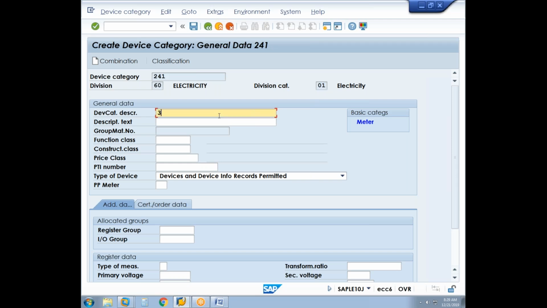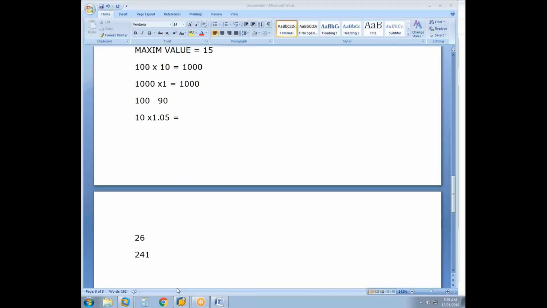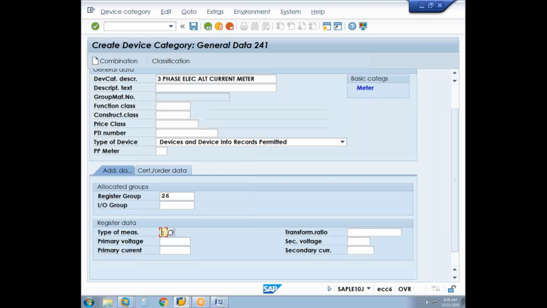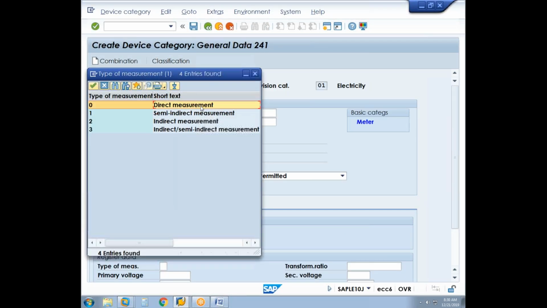Now we can give the description again, three-phase alternate current electricity meter. And then, what is the register group? The register group we have created is 26. Enter. Now, if you are creating a meter for the electricity division, then type of measurement also comes into the picture. I showed you this last time. If you are creating a meter for the water division or gas division, type of measurement is not required. It is not available as a field. Only in the case of the electricity division, when you create a meter device category, we have to enter the type of measurement. Here we are selecting direct measurement at the moment.